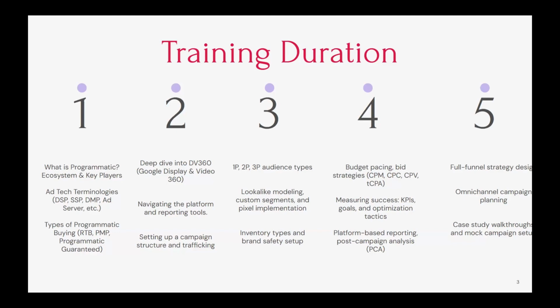And also, I'll give a brief introduction about programmatic buying, as in the different types of buying available, and what are the different types of inventory that we can buy via programmatic.